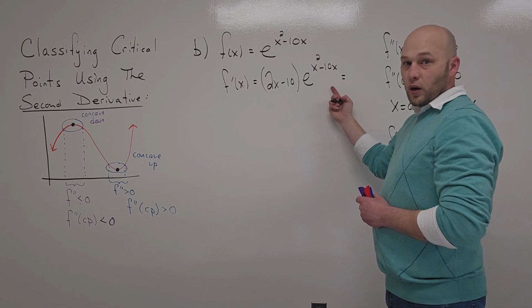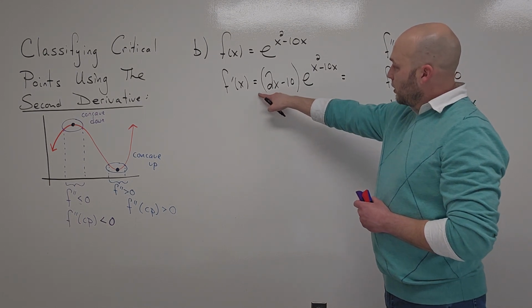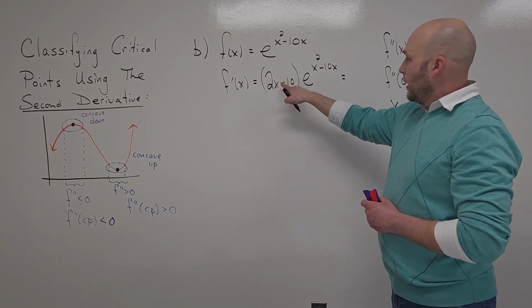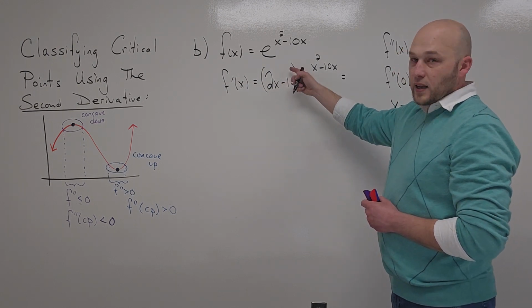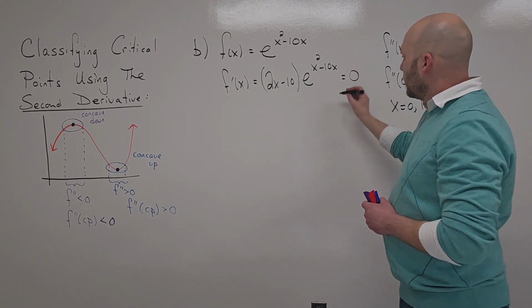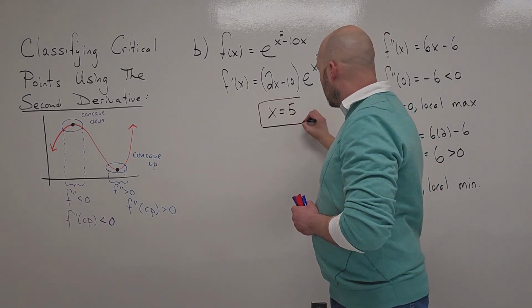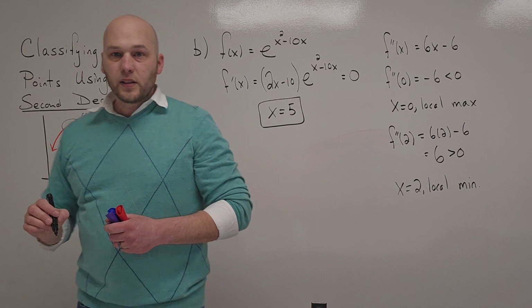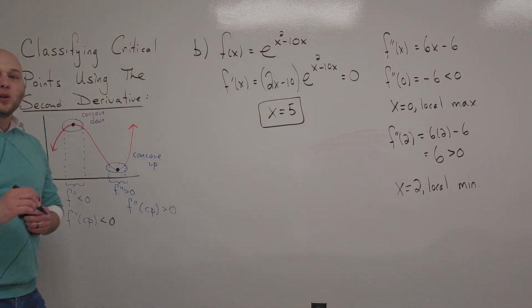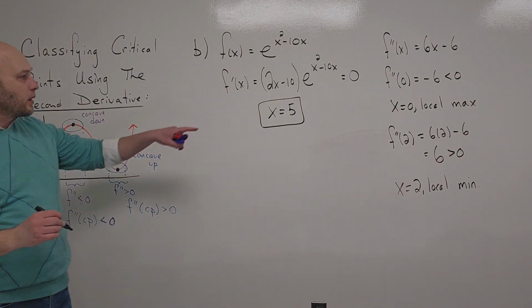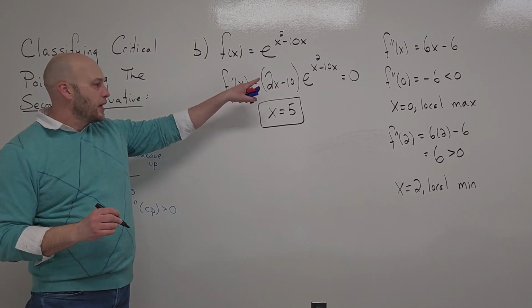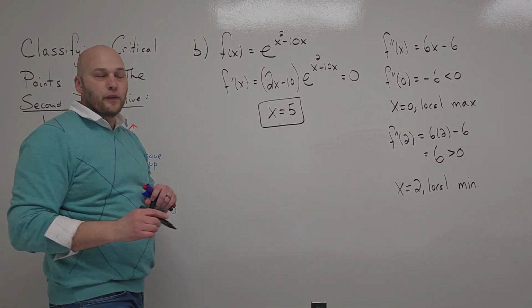Exponentials can never be 0, so the only part of this that could be 0 is the linear factor, and we could set this equal to 0, add 10, divide by 2. We see that the critical point would be x is equal to 5. So now let's classify whether or not that's a local maximum or a minimum by computing the second derivative of this and then evaluating it with x is equal to 5.